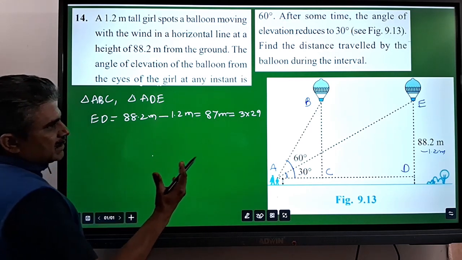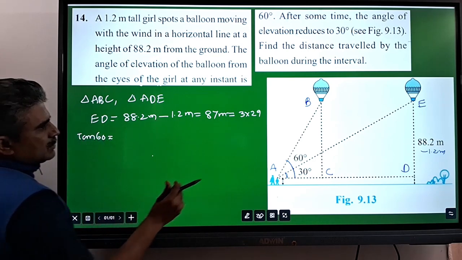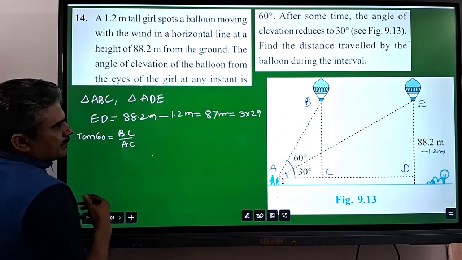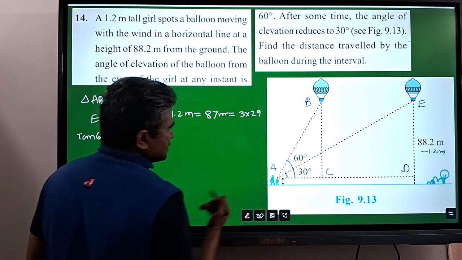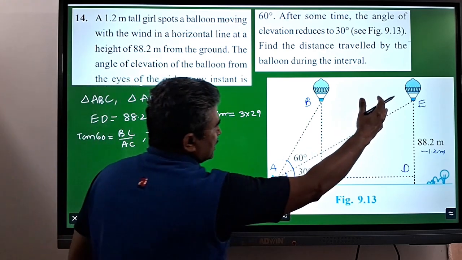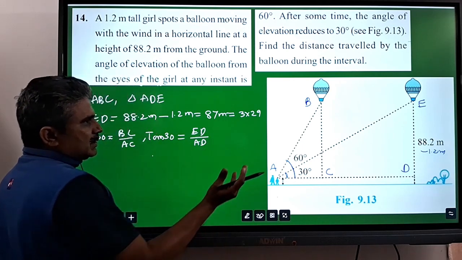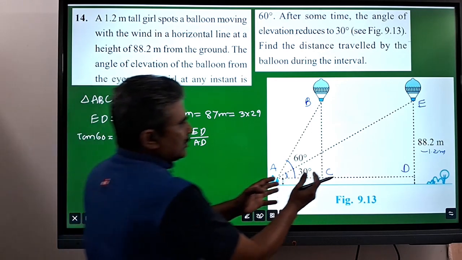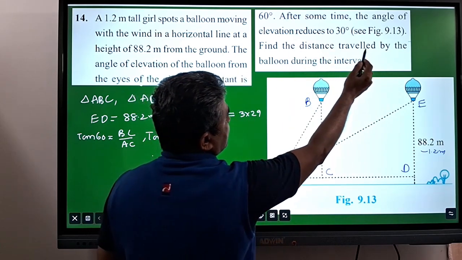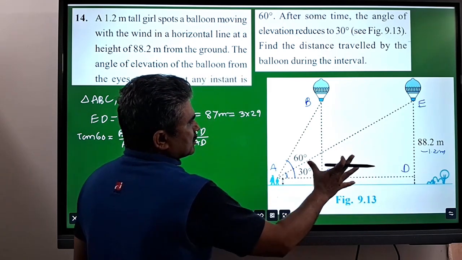So now I want to get the trigonometric ratios. First of all I am considering tan 60. Tan 60 is equal to opposite side BC by adjacent side AC. And then tan 30 is equal to opposite side ED by AD. Why should we need these ratios? Because we need to find out the value CD, this length, because we need to find the distance traveled by the balloon during the interval. So from here to there, or here to there, both are the same. That distance we need to find out.